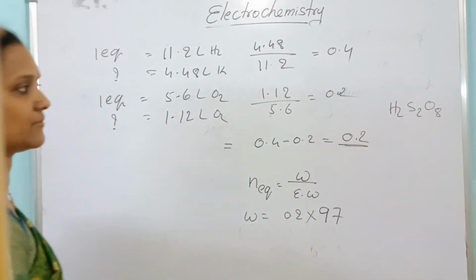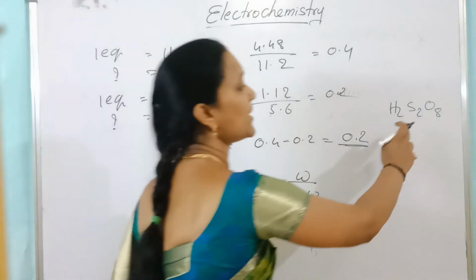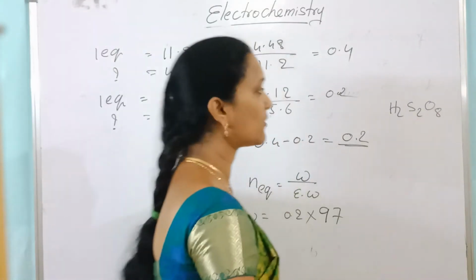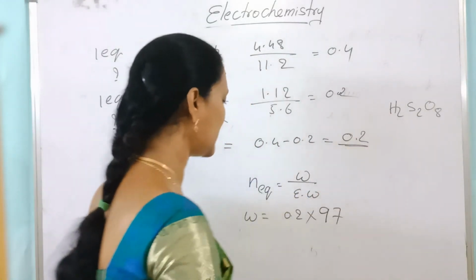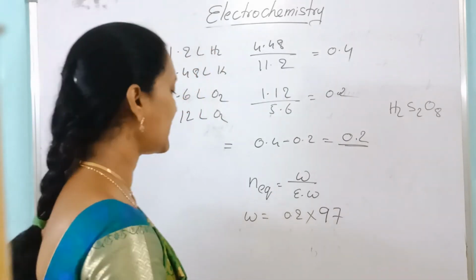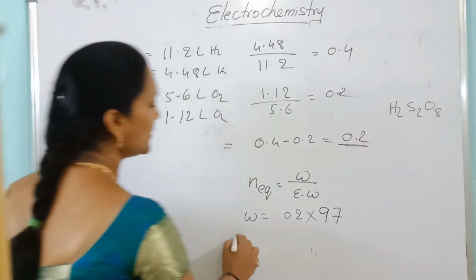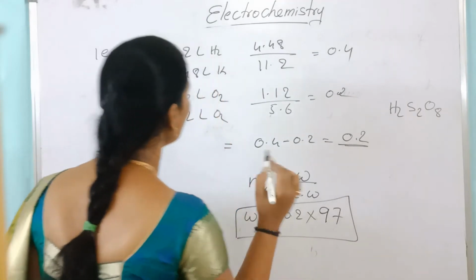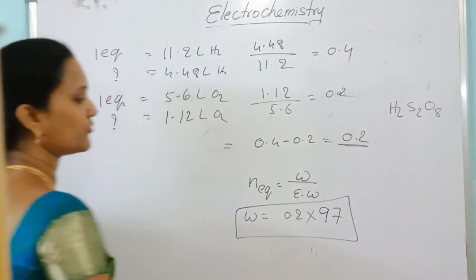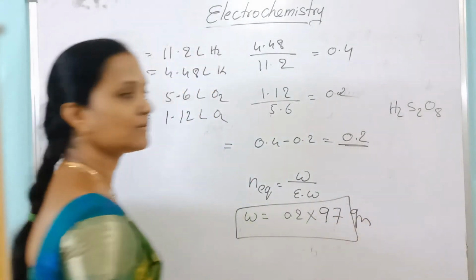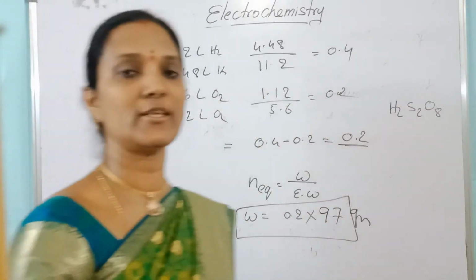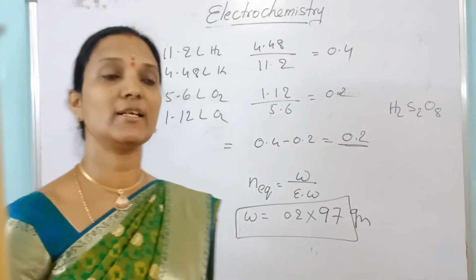Okay, 97. Yes or no, equivalent mass? Because the S2O8 2 minus has two replaceable hydrogens, the equivalent mass is equal to 97. So 0.2 into 97 is the mass of H2S2O8 formed.